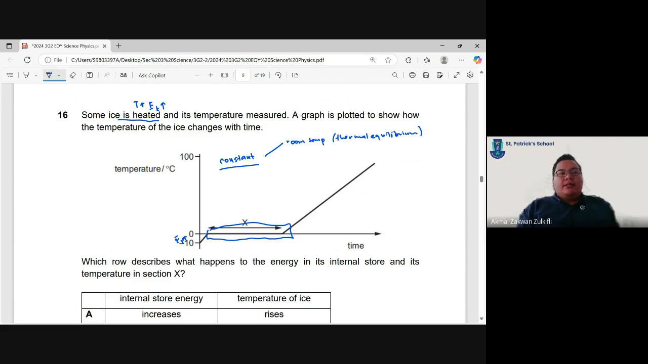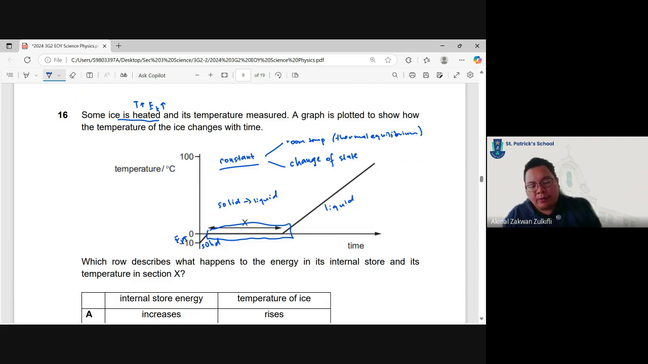So in this case, is it room temperature? No, because after that it increases and you are constantly heating the thing. So it is not room temperature. Number two, it can also be a change of state. Now you see that this is ice, so this is solid, this is liquid. So this is when it turns from solid to liquid.